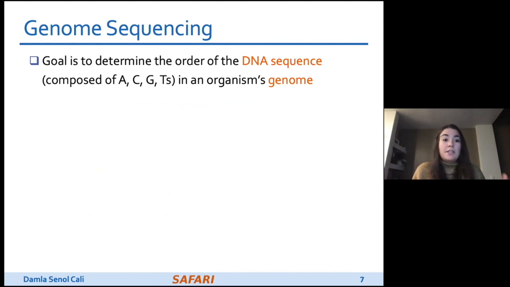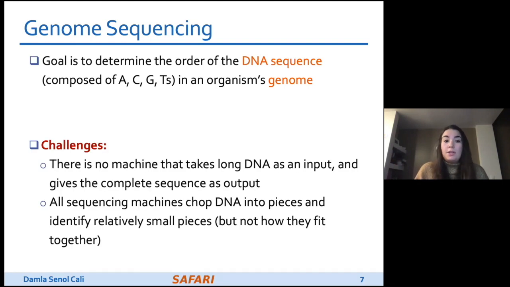So as I have already introduced, the goal in genome sequencing is to determine the order of the DNA sequence, in other words, the order of ACGTs, which are the characters that you would expect in a DNA sequence in an organism's genome. However, these sequencing machines cannot take that long DNA as an input. And by long, for example, for the human genome, I mean 3.1 billion characters or base pairs. And the machines cannot take them as a whole and give the complete sequence as output.